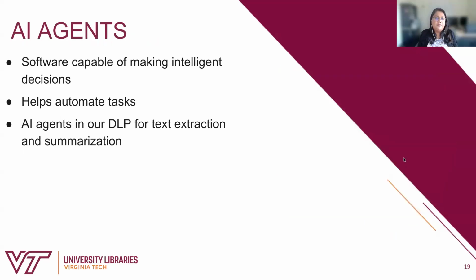Another definition that I wanted to discuss was agents. We hear a lot in the media and articles about AI agents. What are these? AI agents are inherently software technology. It's just software technology that has AI integration and is capable of making some intelligent decisions, which basically helps in automating tasks. We are developing AI agents within our DLP for text extraction and summarization, these two tasks first, before moving on to other AI downstream services that we want to work on.